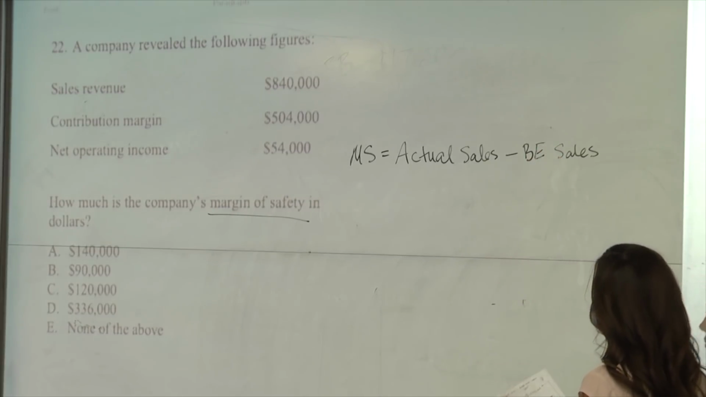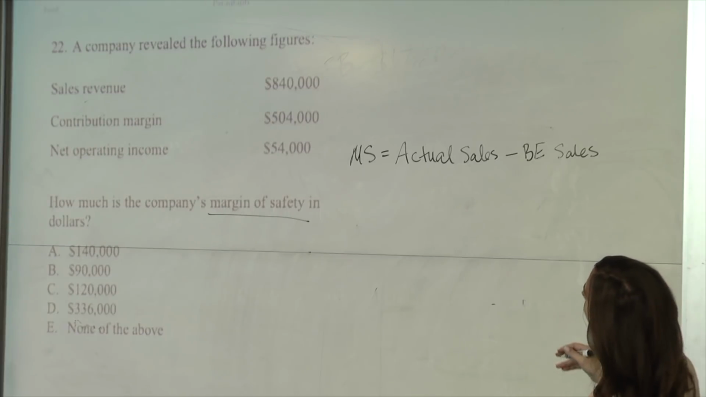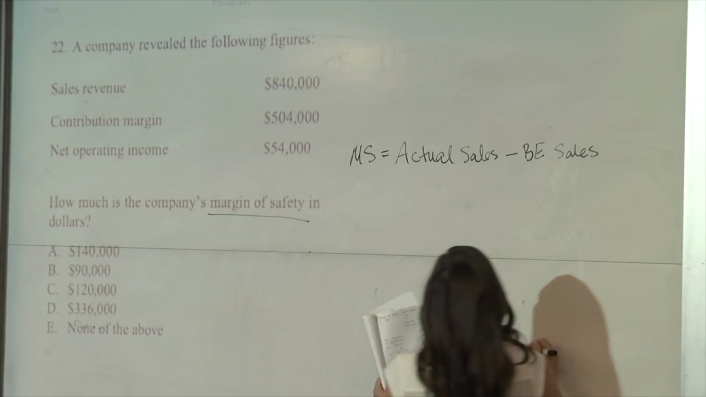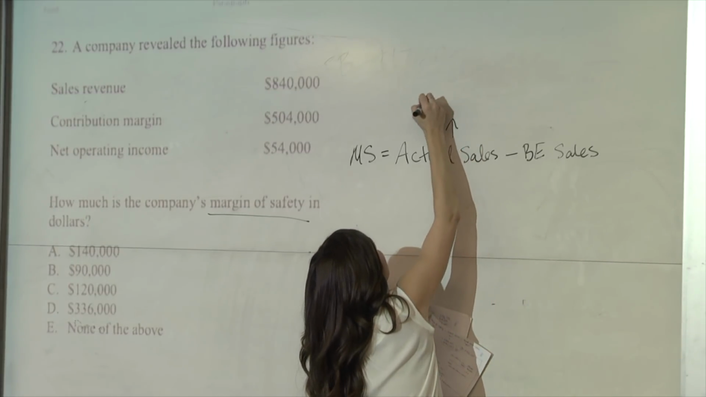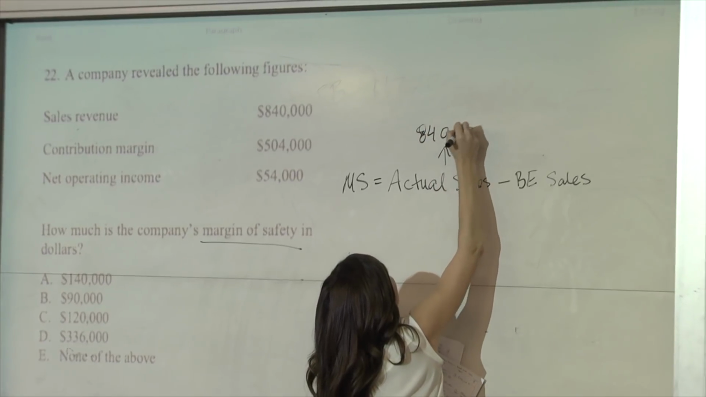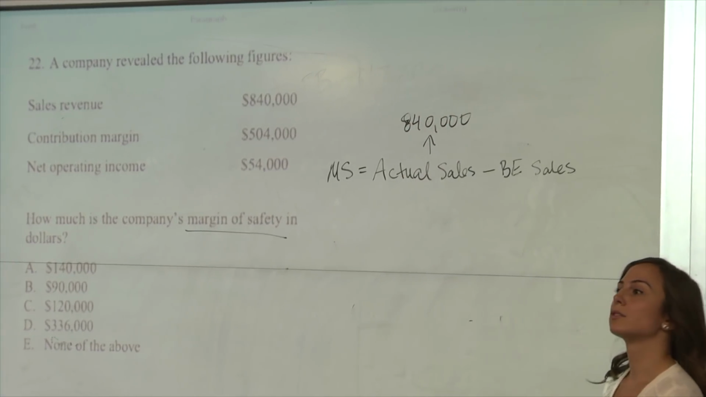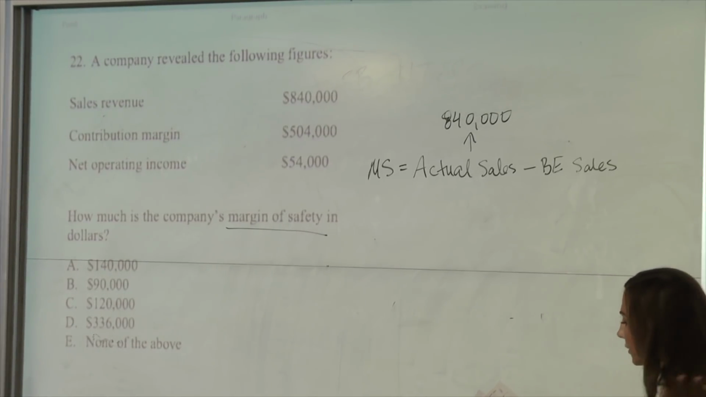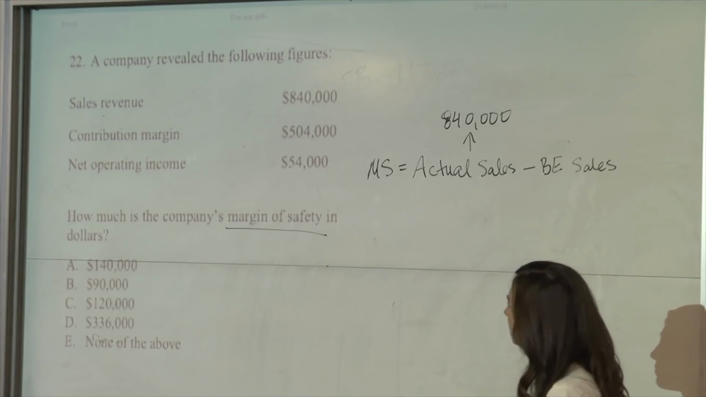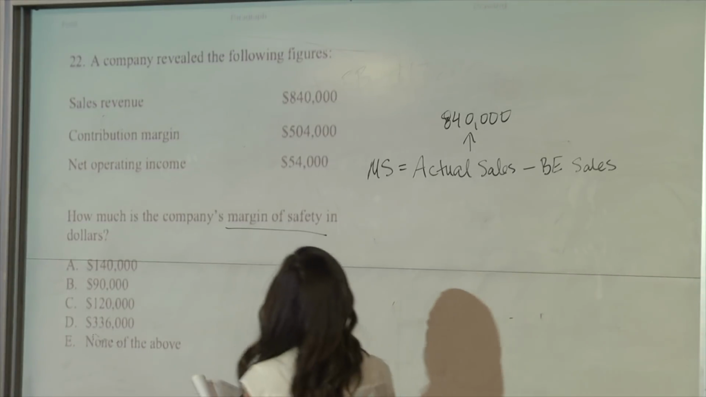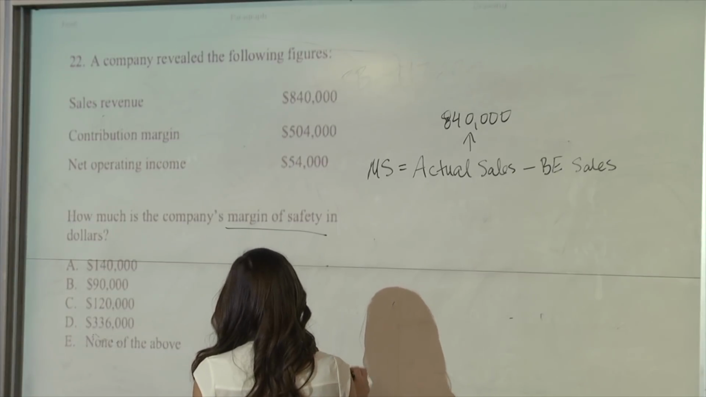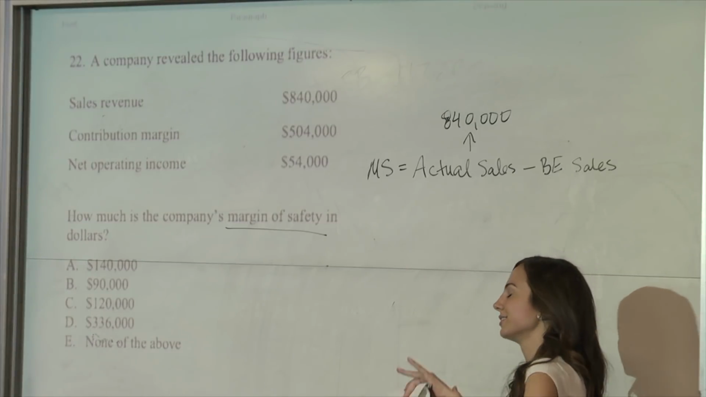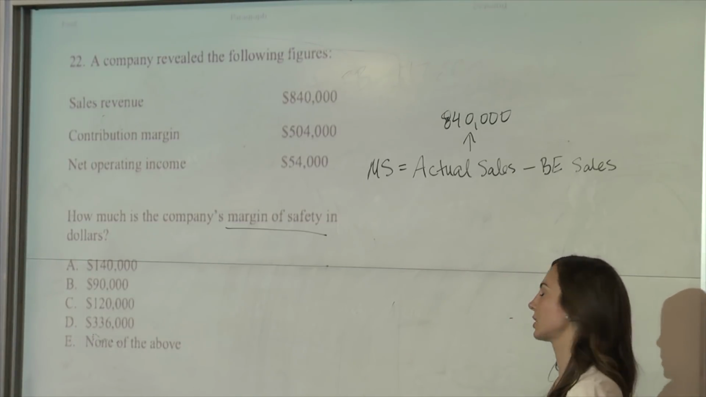Okay, so again, I like to approach this by asking which of these components do I have already? We're given the actual sales straight out in the question. So now all we have to do is focus on the break-even sales. And how do we find those? Similar to a few of the other questions we looked at, we're going to use the information that's given to gather other information that helps us get the break-even point.